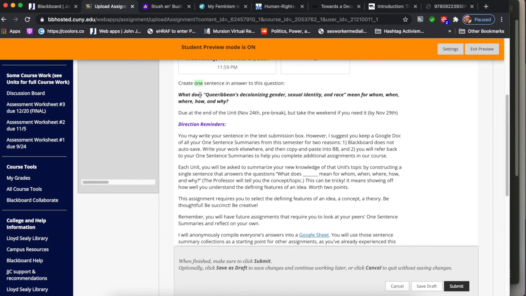And really just focusing on the theme. What does Caribbeans decolonizing gender, sexual identity, and race mean for whom, when, where, how, and why? So obviously we're talking about queer Caribbeans, but break this down. Be able to summarize what you've read into a single sentence, something that could act as a tweet, something that could act to explain to someone not in this class what this unit is about.